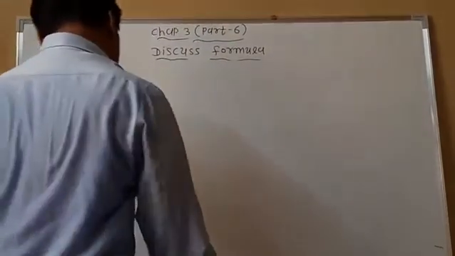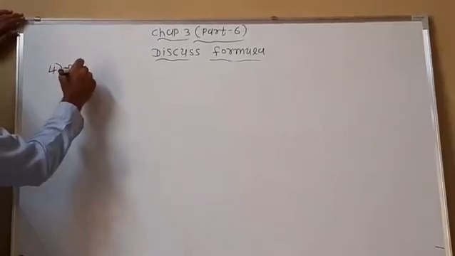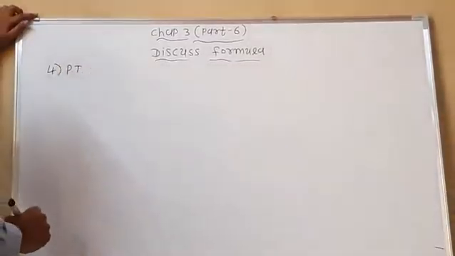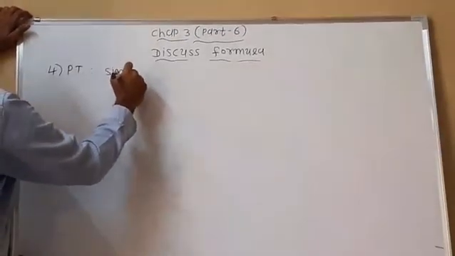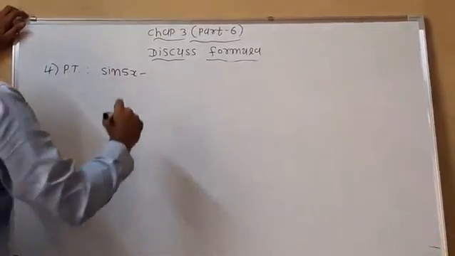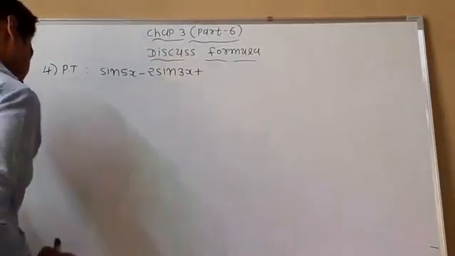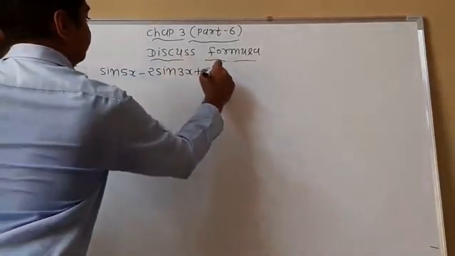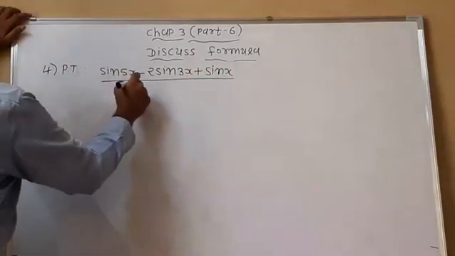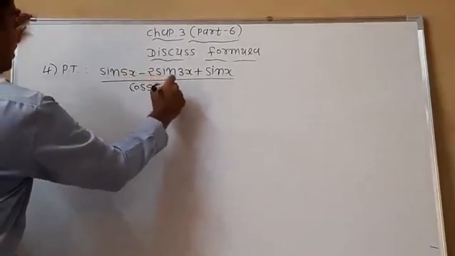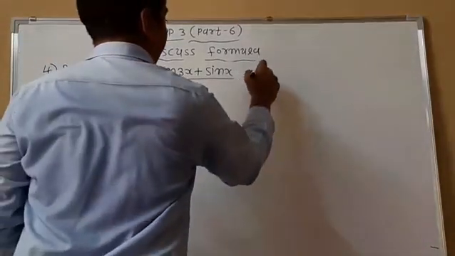Next question. Question number 4. Prove that (sin 5x − 2 sin 3x + sin x) upon, in denominator term, cos 5x − cos x is equal to tan x.